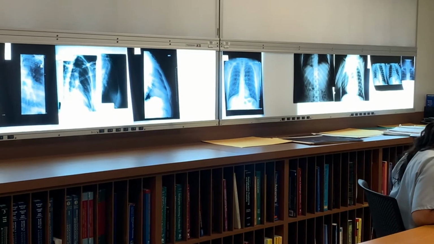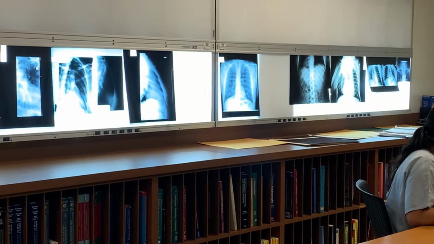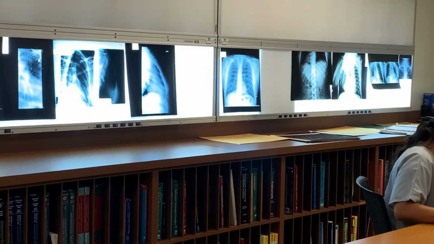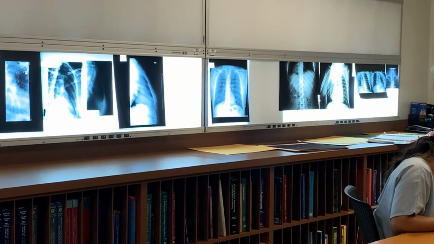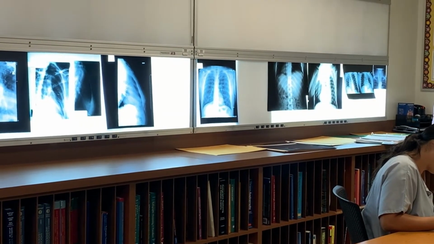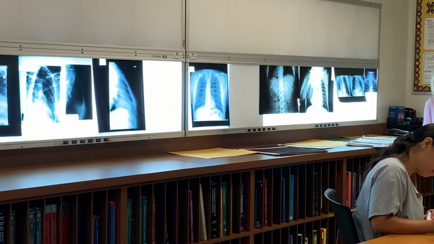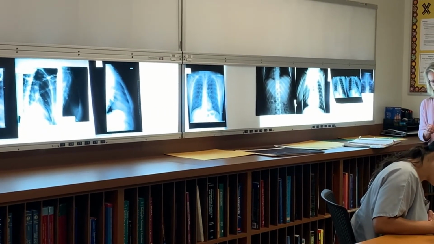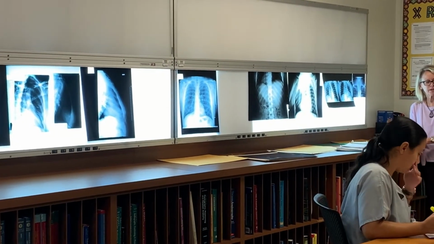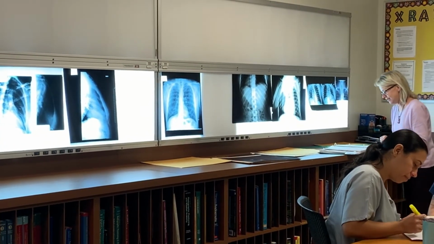The oblique projection, REO and LAO. So we rotate the body. Number two, the affected side is adjacent to the image receptor. So if I did an REO, which side would be open? The right. Okay, so the REO would open up the right SC joint, the LAO would open up the left SC joint. Because the beam has to run what through the joint space to open it up? Parallel. Yeah. It's on your test again.